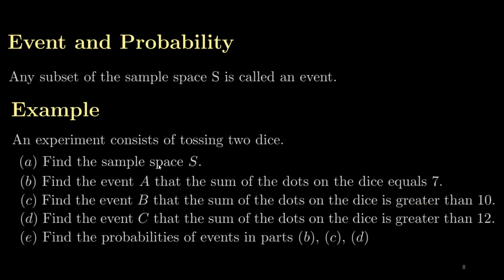So what is event B now? Now we have to find event B, that the sum of the dots on the dice is greater than 10. So that's why we can say that the event is a subset of the sample space. This event B is also a subset of the sample space S. Event B is the event for all those possible outcomes where the sum of the dots on the dice is greater than 10.